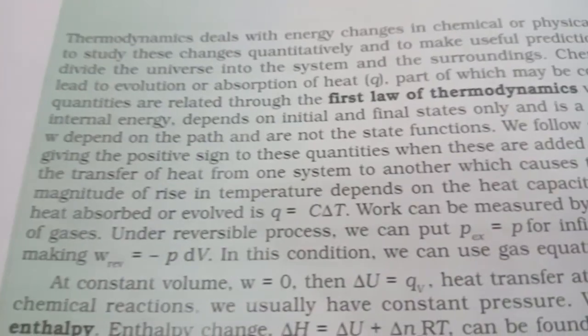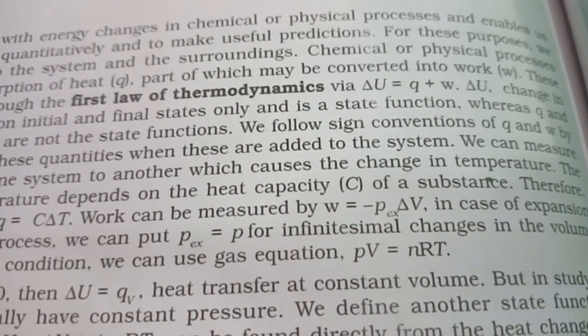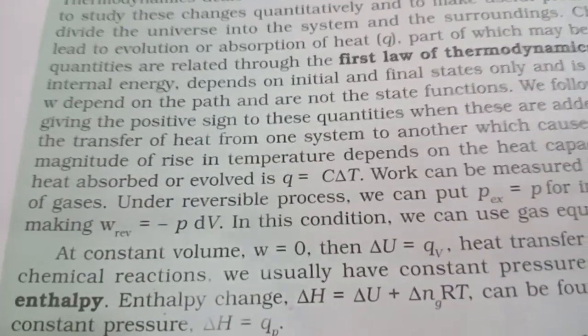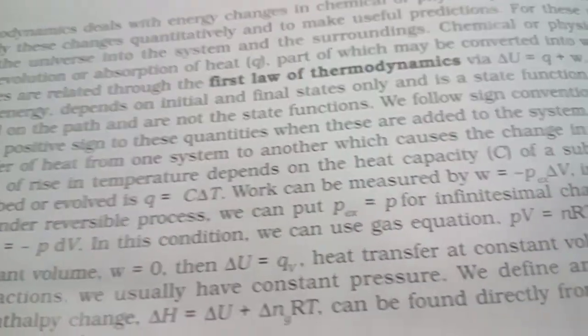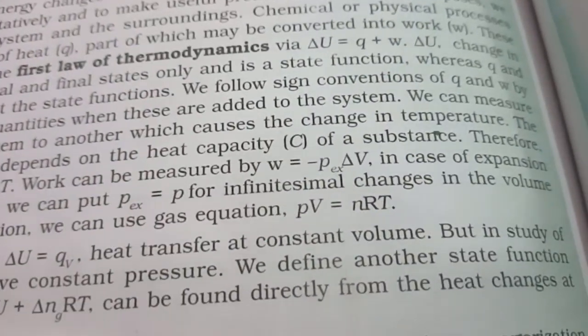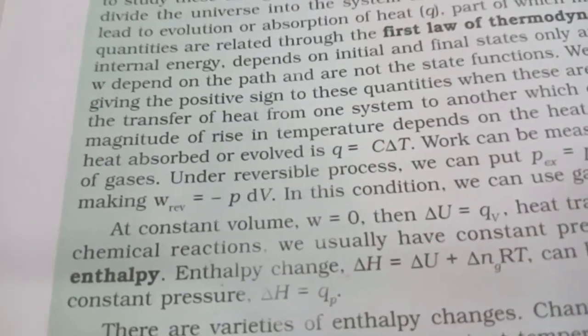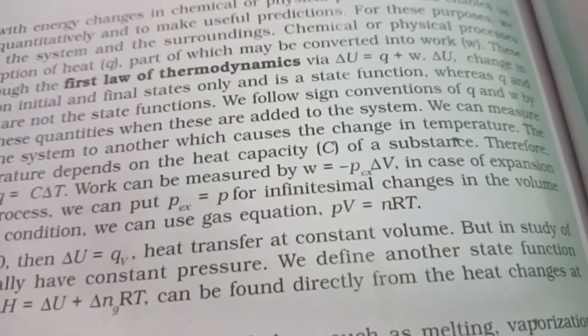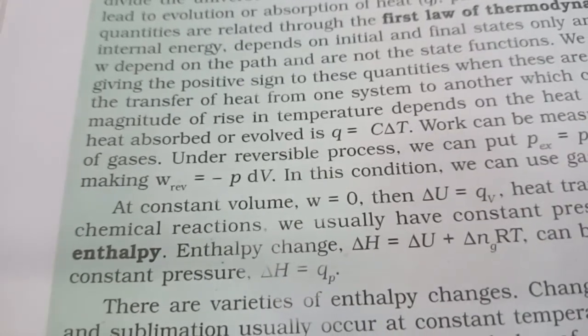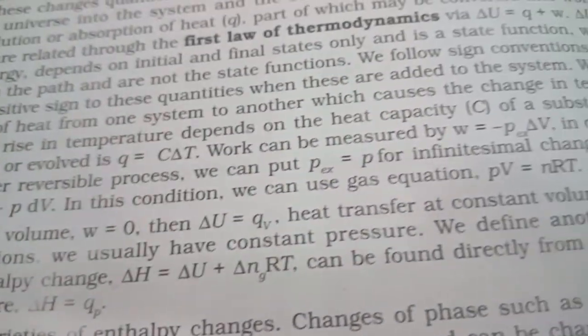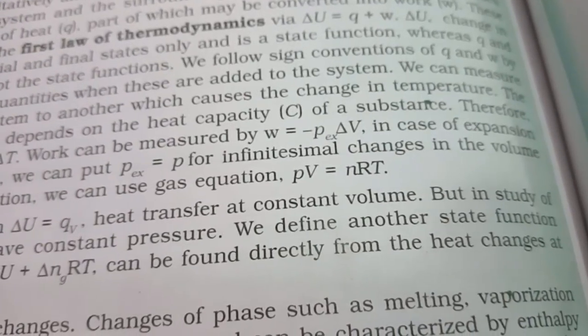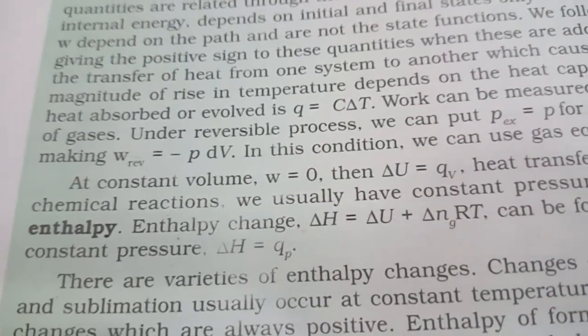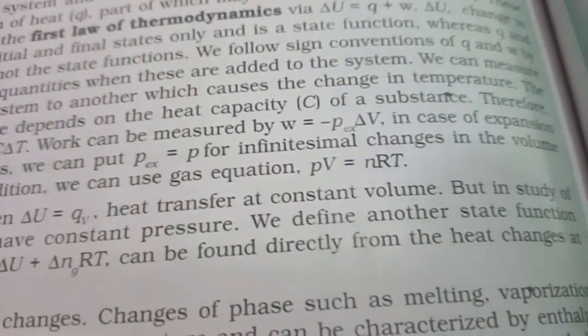Delta U, the change in the internal energy, depends on initial and final states only and is a state function, whereas Q and W depend on the path and are not state functions. We follow sign conventions of Q and W by giving positive sign to these quantities when these are added to the system. We can measure the transfer of heat from one system to another, which causes the change in temperature. The magnitude of rise in temperature depends on the heat capacity C of a substance.